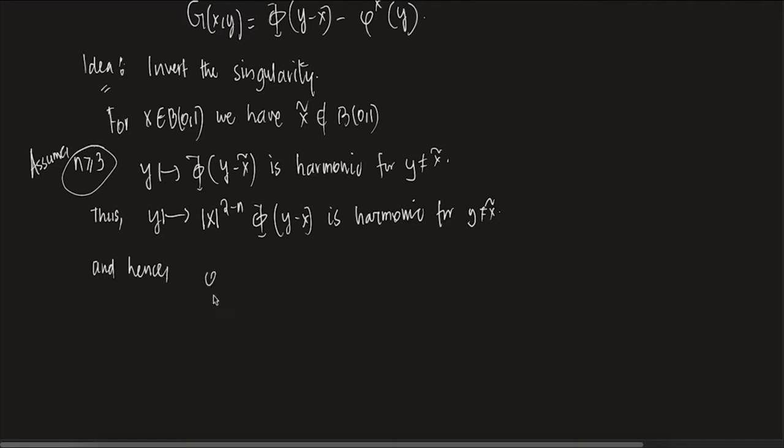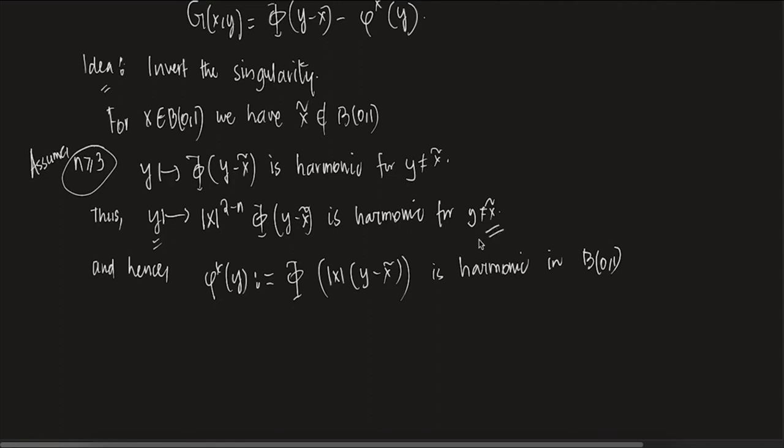Hence, if I define phi x of y to be the fundamental solution of mod x times y minus x tilde, this is harmonic in B01. Is this clear? Why is it harmonic? Because y going to this is harmonic for y not equals to x tilde. Where is our y? In our case, we are choosing y from the ball. x is definitely never in the ball, it's outside the ball. So this is always harmonic in B01.